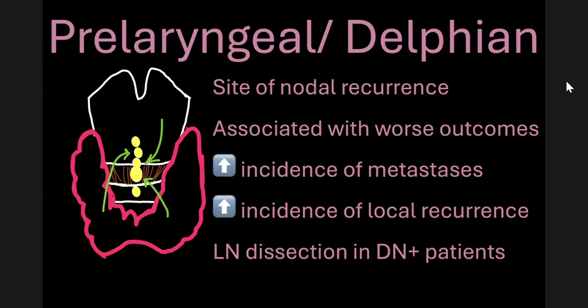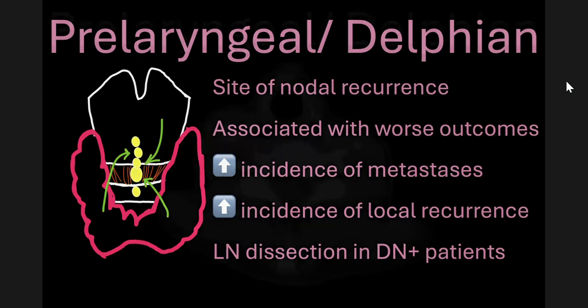In Delphian lymph node positive patients, some surgeons suggest that there should be a lateral lymph node dissection. So, for example, you have a thyroid cancer or a laryngeal cancer that only has enlargement of a Delphian lymph node. Surgeons say that when there is Delphian lymph node abnormality, they routinely perform lateral lymph node dissection, even though they might not see any abnormal lymph nodes in the cervical chain, because these lymph nodes are associated with worse outcomes.